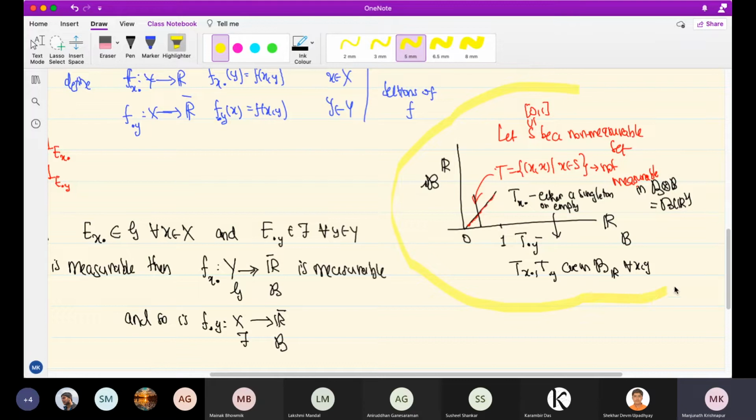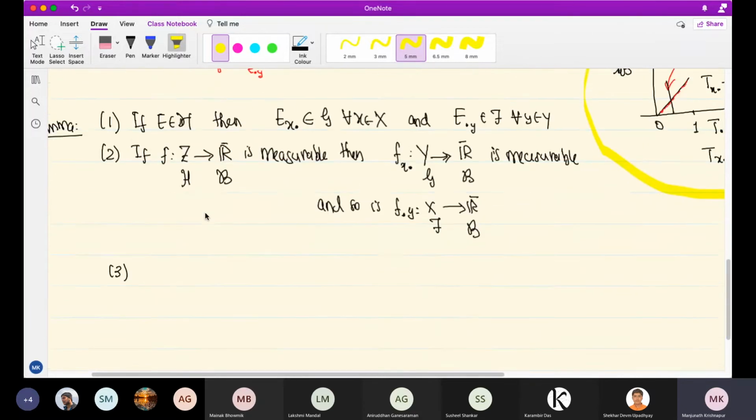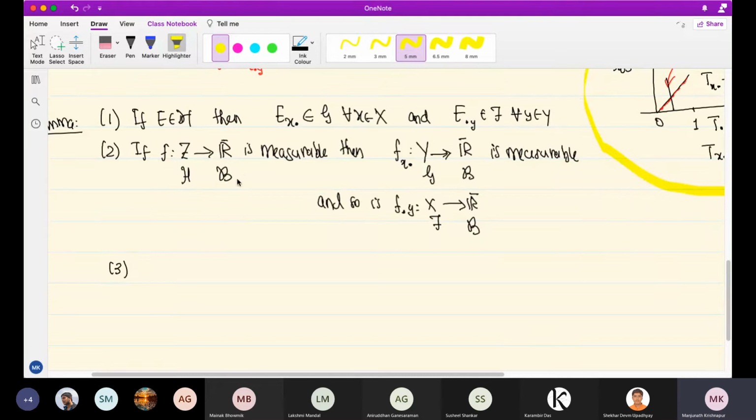But we are not saying that anyway. We are just saying that if the set is measurable in the product space, then its sections are measurable. And if a function is measurable on the product space, then its sections are measurable. Any questions here?